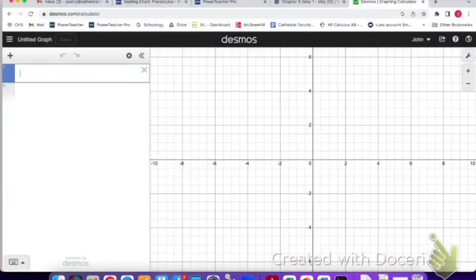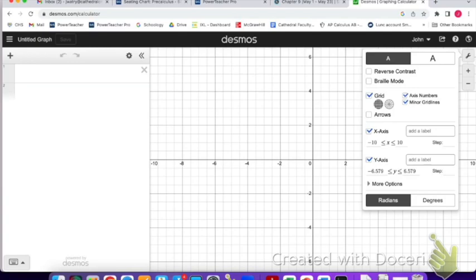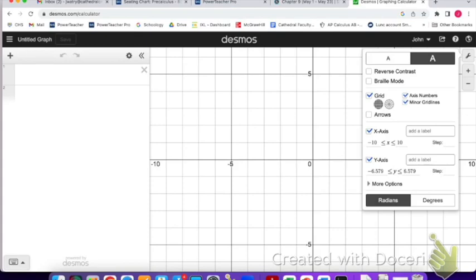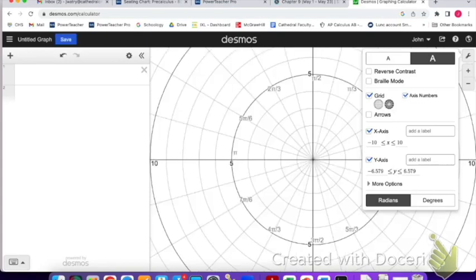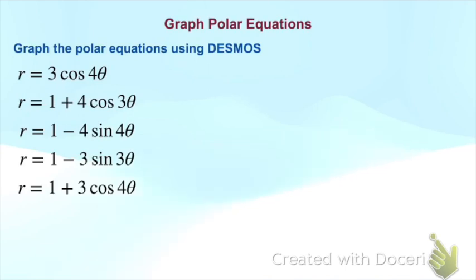So I just need to get into polar. Notice we have this stuff here. I want to do here. I'm going to change this to this wheel, so now I'm in polar. Okay, so here it says to graph polar equations. We're going to graph these on Desmos.